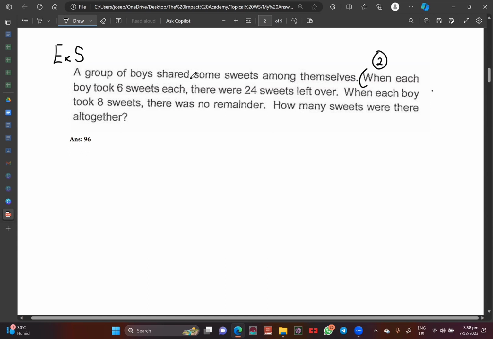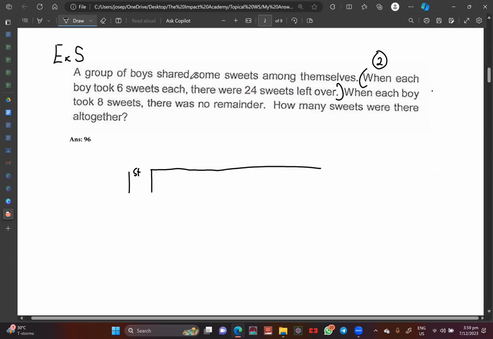When each boy, what is the meaning of each boy? Each boy means one boy, right? One boy. What am I going to do if it's one boy? Okay, one boy took how many sweets each? 6. Okay, so this is my first example. So what I want to do is I want to quickly put down, this is my first example. Am I making sense here? Right?